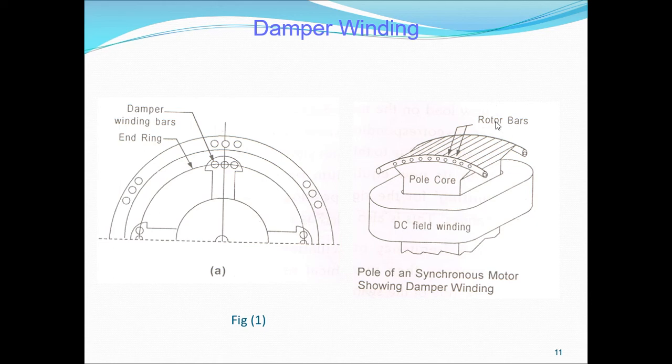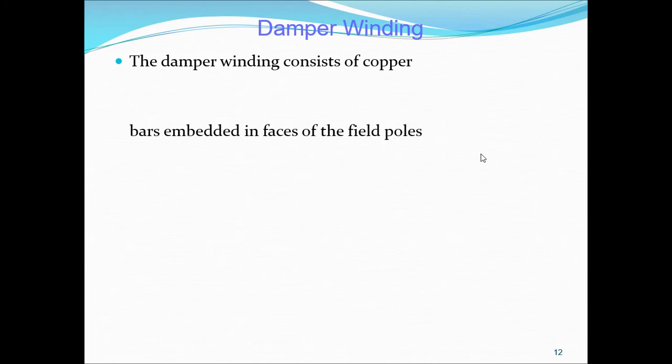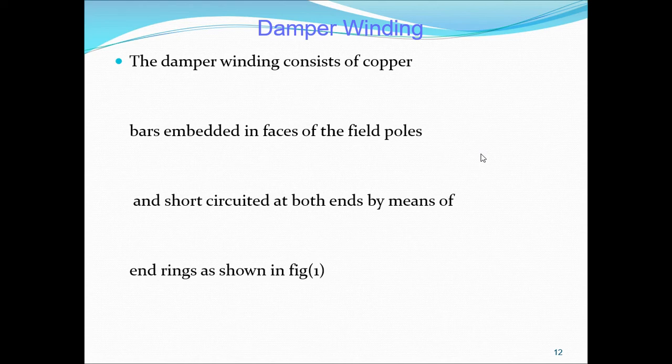Okay, this is the figure of how it is connected. It is showing very clearly. This is called damper winding. So what does it contain? The damper winding contains copper or aluminum bars embedded in the faces of the field poles and short circuited at both ends by means of end rings as shown in the figure. I will show the figure once again.